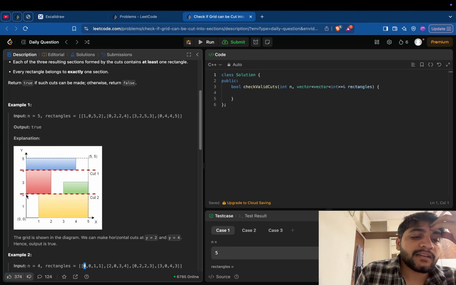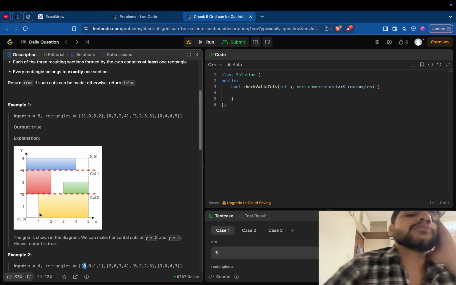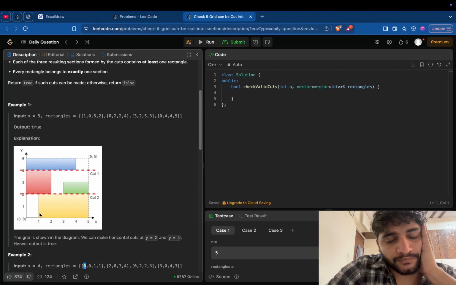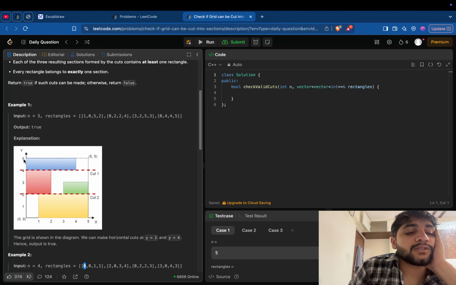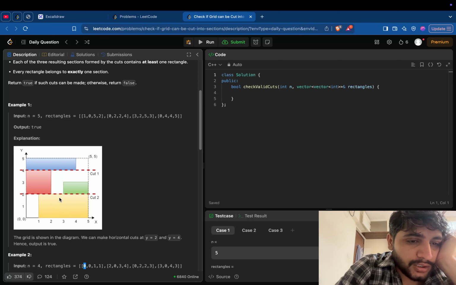Two rectangles are at 0 and 0, and the next two rectangles, one is at 1 and one is at 3. Okay, this is along the y-axis. This is for the y-axis basically.